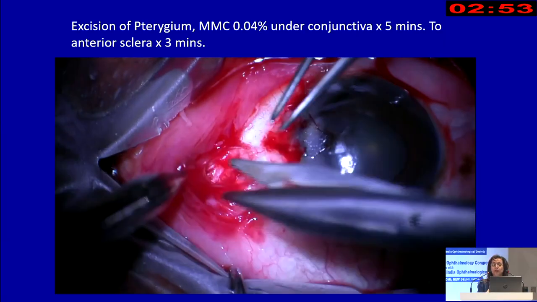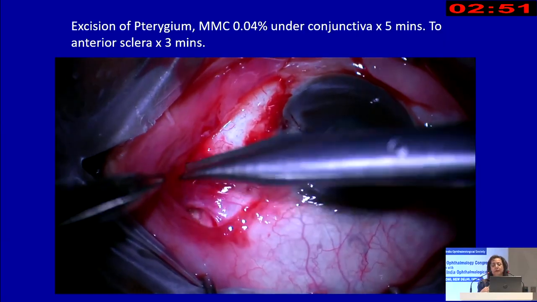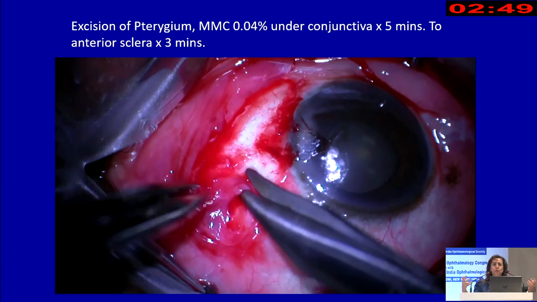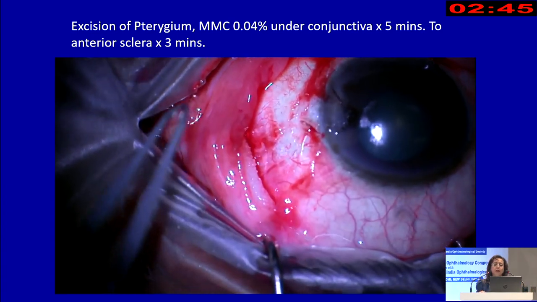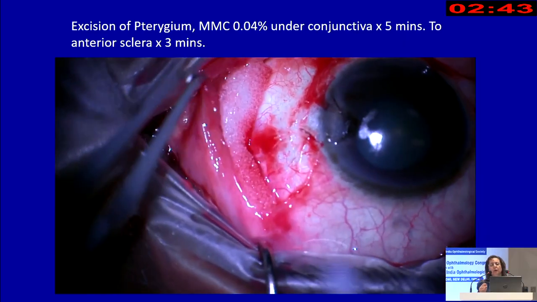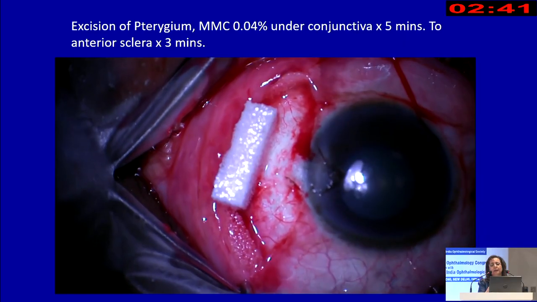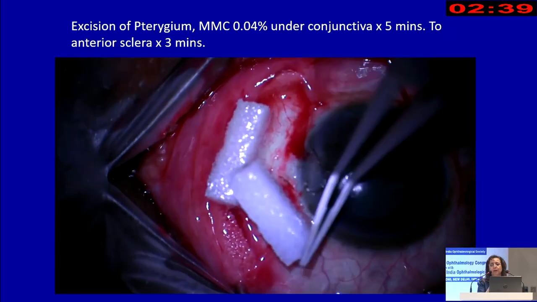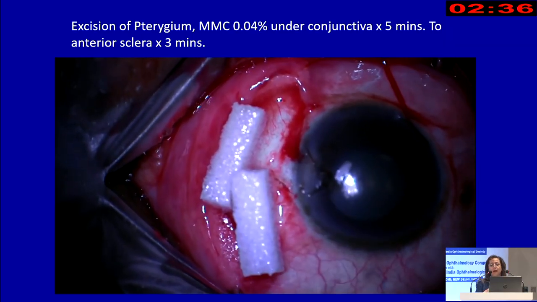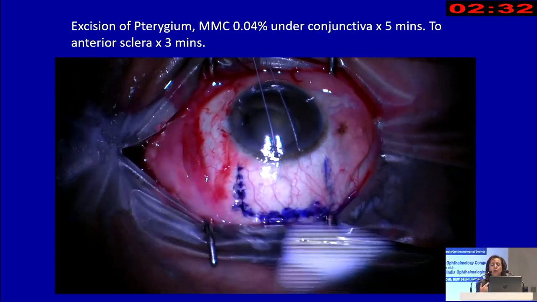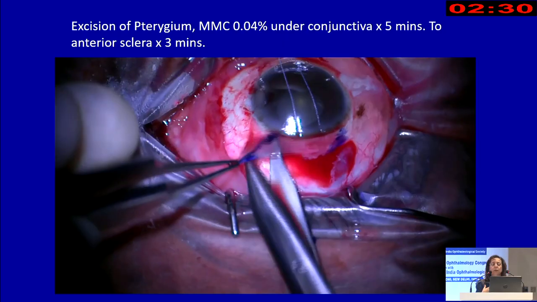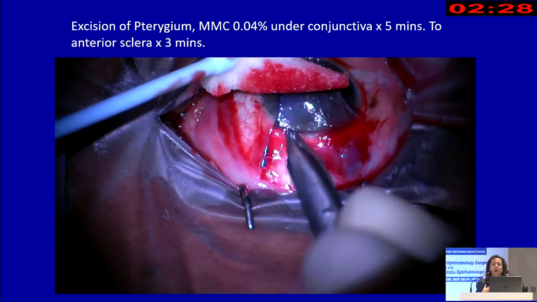Do not reach the fat, but make extensive excision, especially from the sides, because most of the recurrences usually come from the sides. And once you've done that, then we put MMC 0.04%, 5 minutes under the conjunctiva and 3 minutes on the sclera. Once you've done that, then you can wash profusely and then take your autoconjunctival graft and glue it in place. This is the graft.